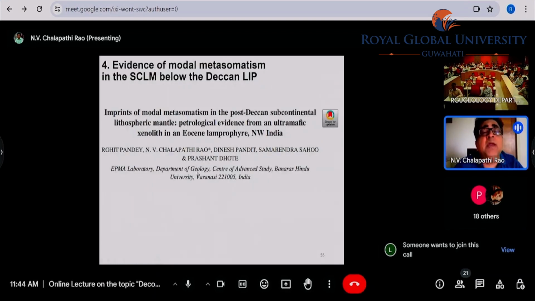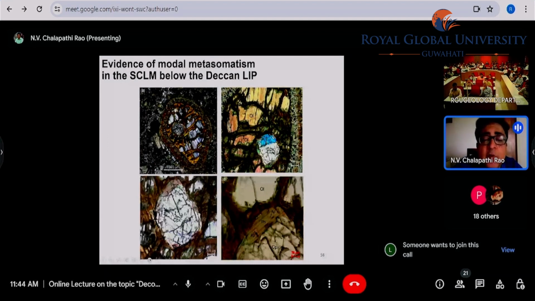The other important major inference obtained in the recent past from alkaline rocks is the presence of evidence of modal metasomatism below the Deccan Traps. This is again the PhD work of my student Rohit Pandey. While doing work on lamprophyres, he came across a mantle xenolith. This is a mantle xenolith of olivine, CPX, apatite, and so forth. And you find a lot of mica surrounding this CPX. You can see here, this is phlogopite mica, apatite.